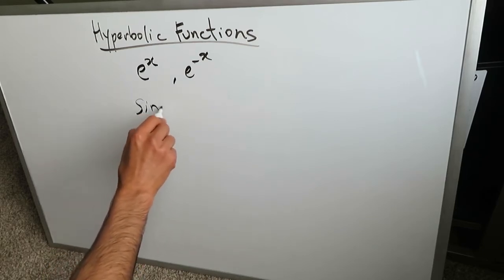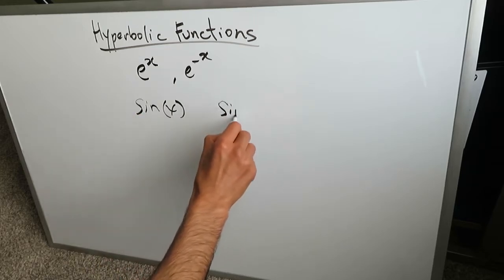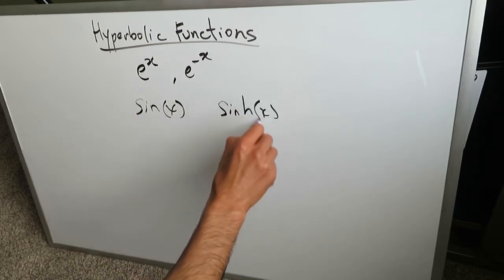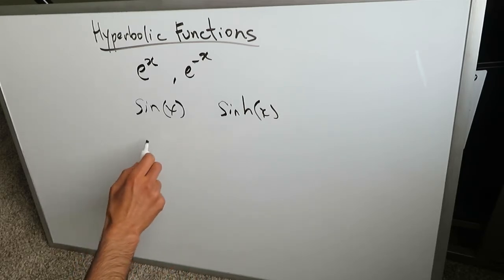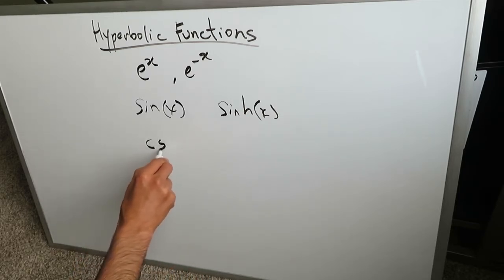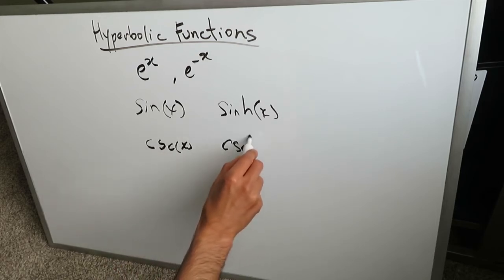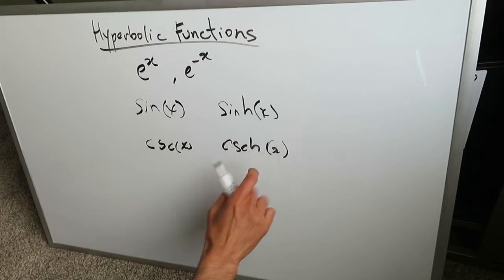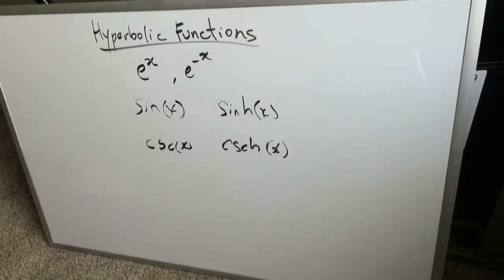For example, sine x, when you look at the hyperbolic version of this, you get sinh x. You see this letter h over here indicates a hyperbolic function. Likewise, as another example, if you have cosecant x, the hyperbolic version of that would be csch x. So this h, be aware of it. It indicates that you are now dealing with a hyperbolic function.